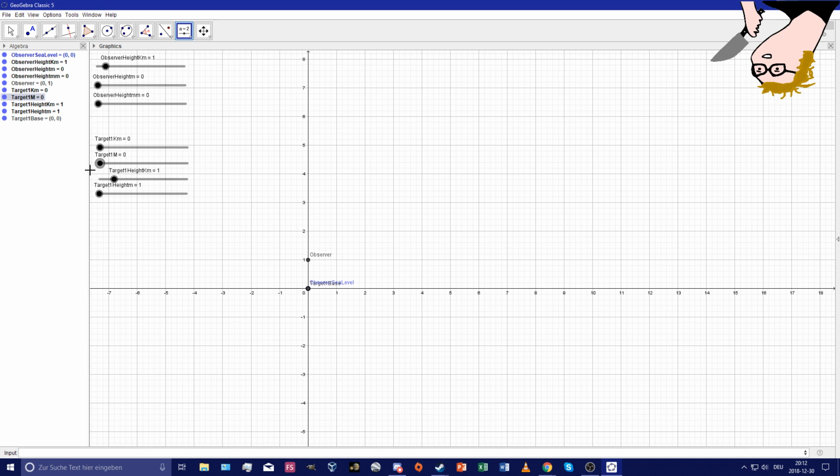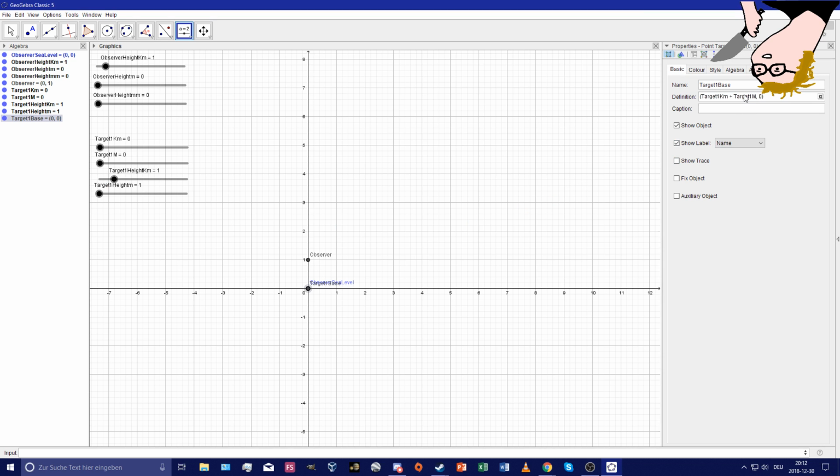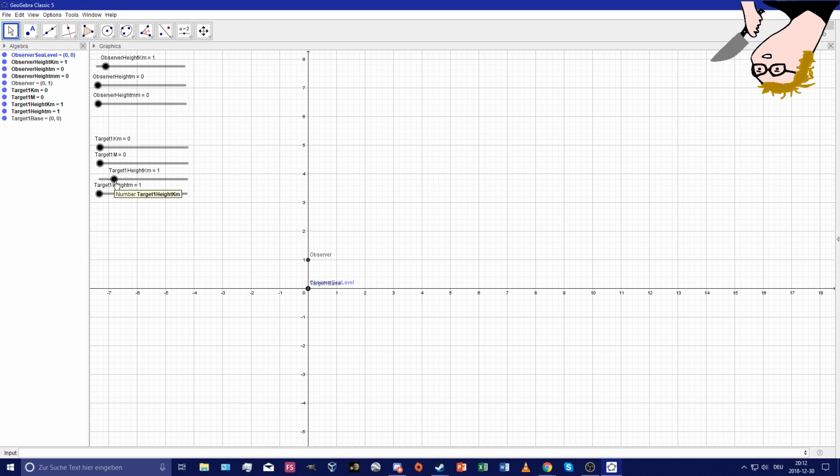Yeah, I'm an idiot, obviously. Because I need to divide this value by 1000. Let's see if this works. There we go, that's much better. Okay. And obviously, we will need something for the top point of the first target.